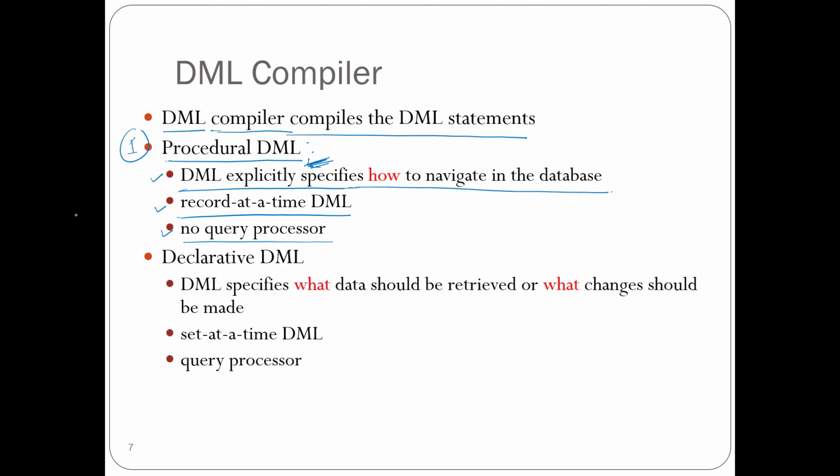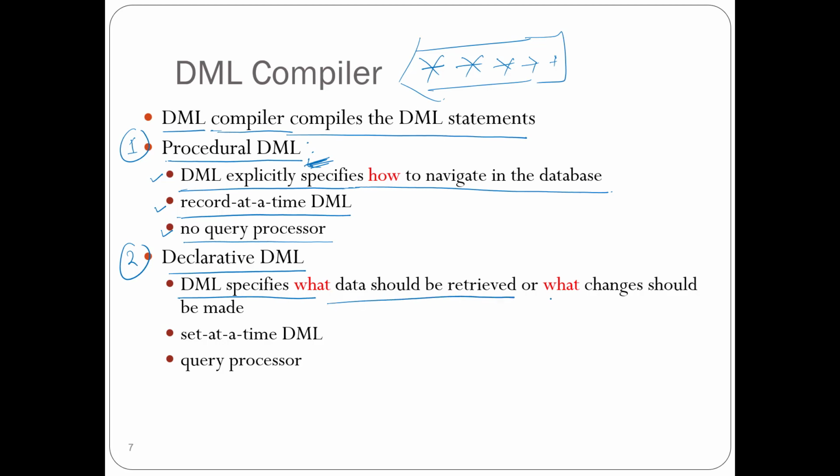Now we will look at the second type of DML. Here we have declarative DML. These concepts could be interesting and important at the same time. You need to highlight the difference between procedural and declarative DML. In declarative DML, the DML specifies what data should be retrieved and what changes should be made. Declarative means we do not provide any procedural details.